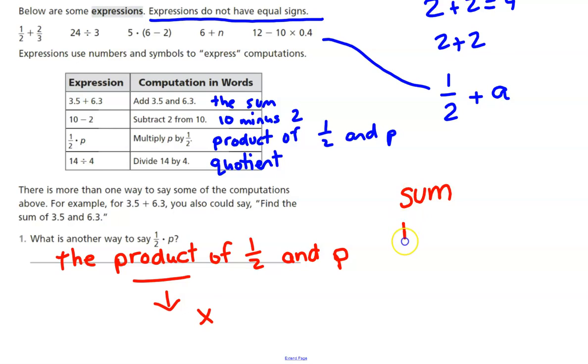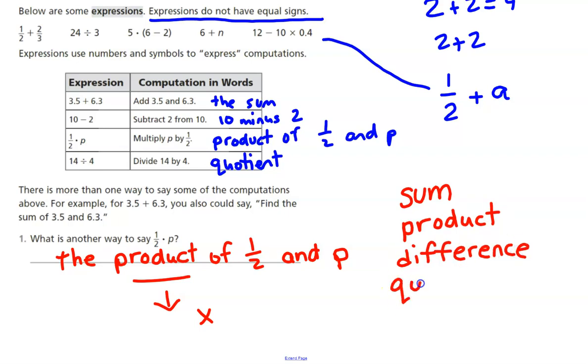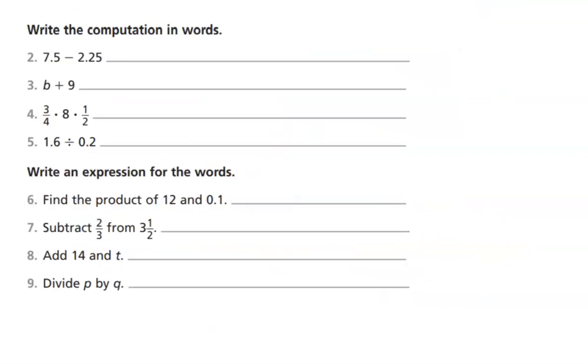You're probably going to hear me say words like sum, product, difference, and quotient. And these all tell you that you're doing some sort of operation. Sum is plus, product is multiplication, difference is subtraction, and quotient is division. So those are things you're just going to have to know, okay? But let's look at the next part. It wants you to write the computation in words, and there's more than one way that you can write these, but we'll just kind of take it easy today.